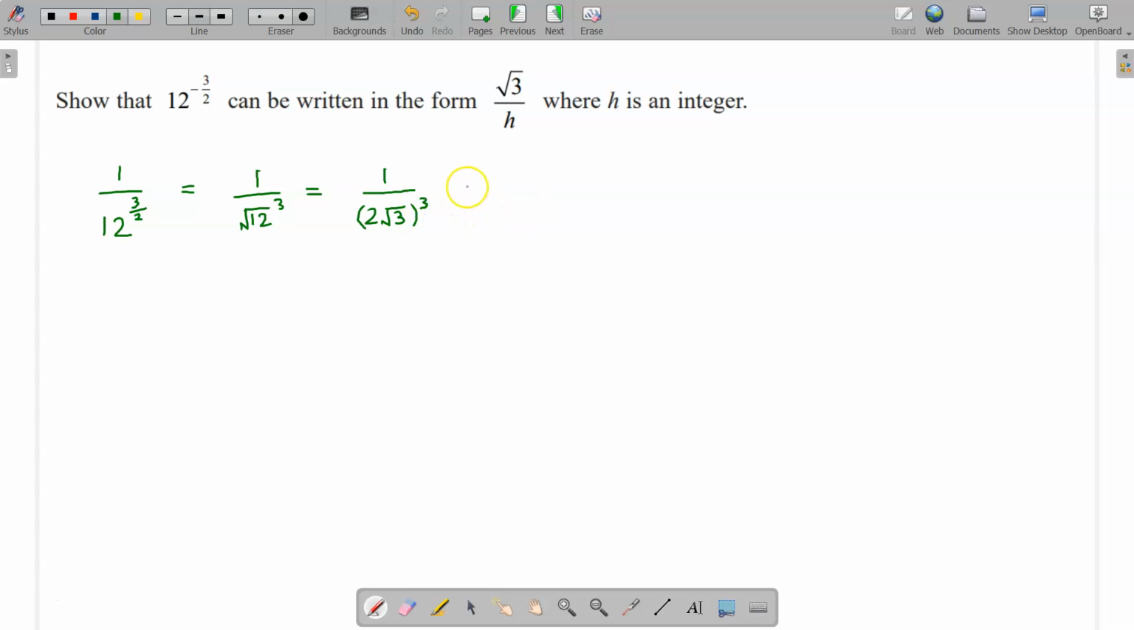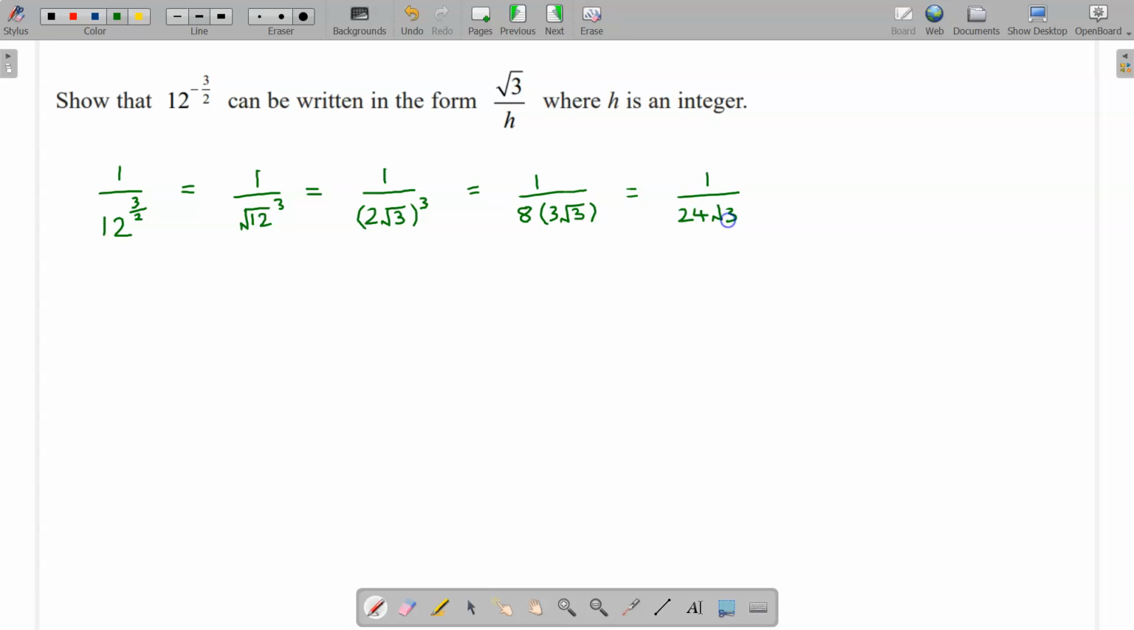Okay, the next step is to cube each part, so it's 1 over 8 times the square root of 3 cubed, which is root 3 times root 3 times root 3, which is 3 root 3. Okay. The next step is to put the 8 and the 3 together to make 24. Okay, so it's 1 over 24 root 3.